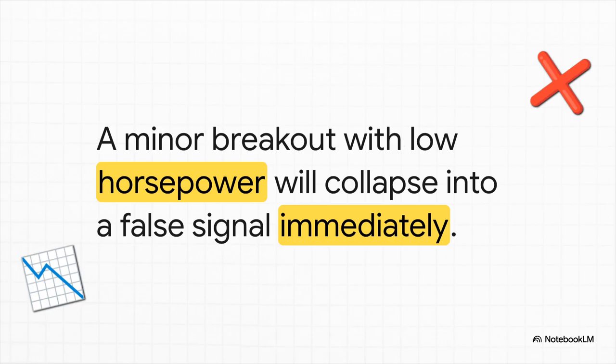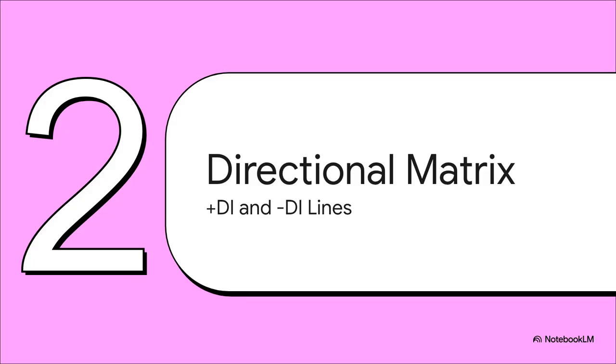So the question is, how do we solve this? How do we actually quantify the literal engine power of the market without just guessing? Well, we use the Average Directional Index, or the ADX, which was developed by the legendary J. Wells Wilder. Which brings us to section 2, the directional movement matrix.